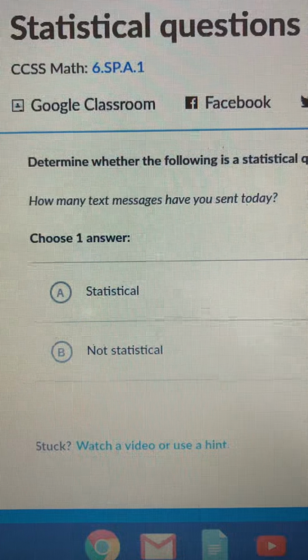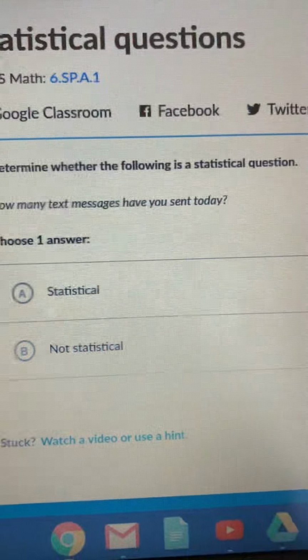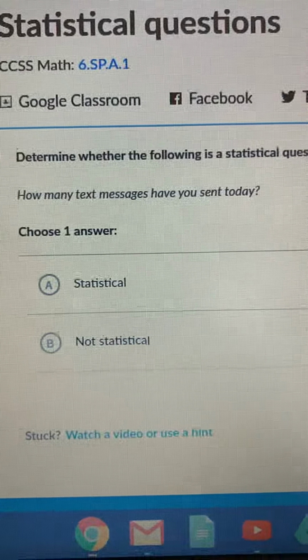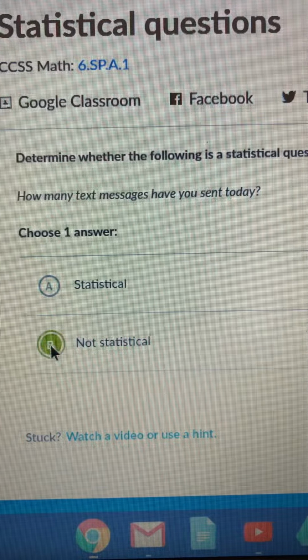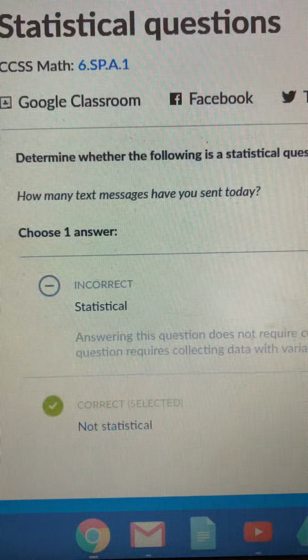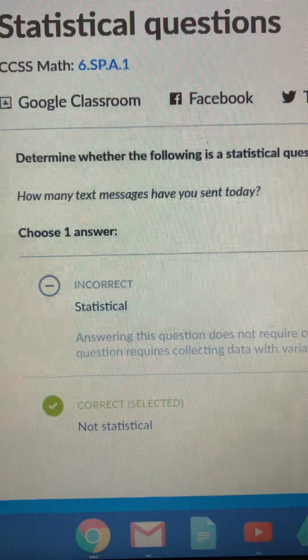So this question says, determine whether the following is a statistical question. How many text messages have you sent today? That would have one answer, so that is not statistical. Just a regular old question.